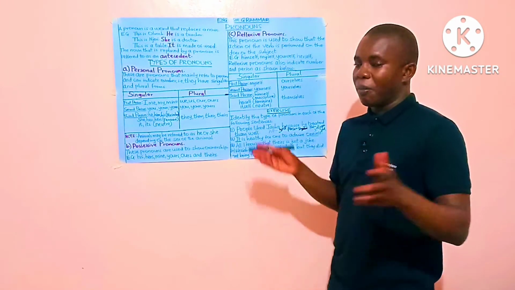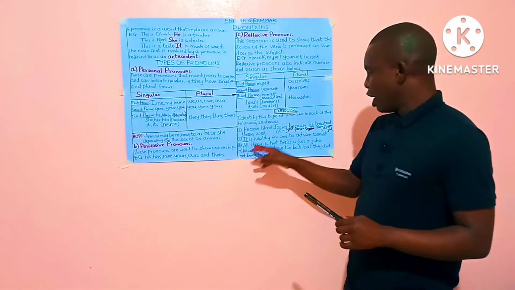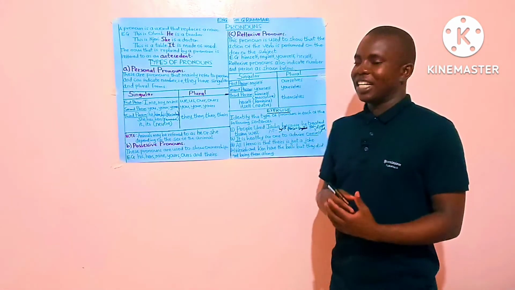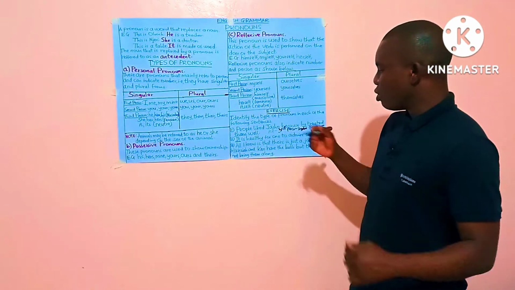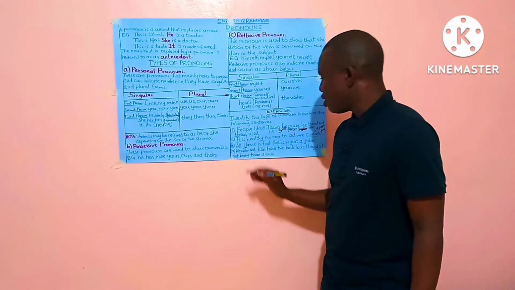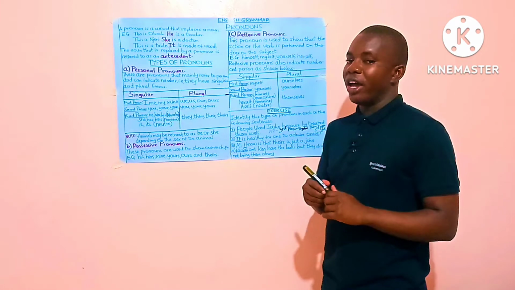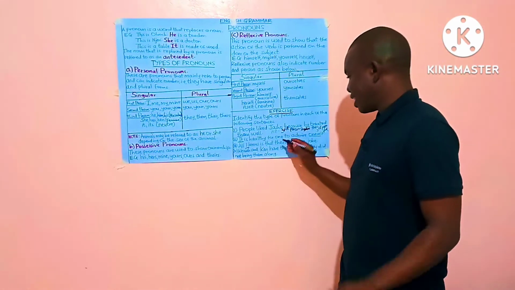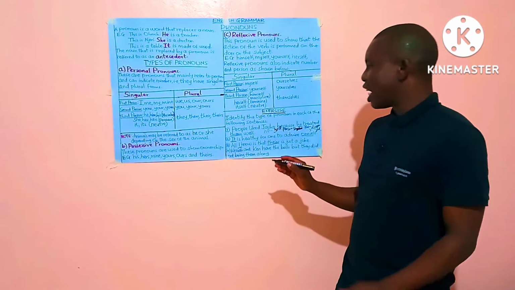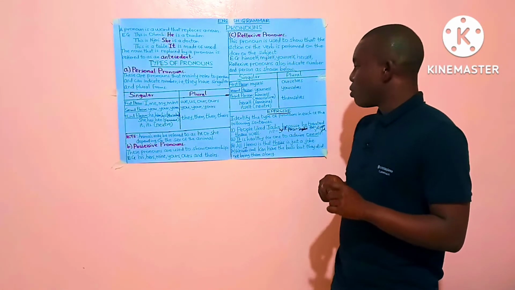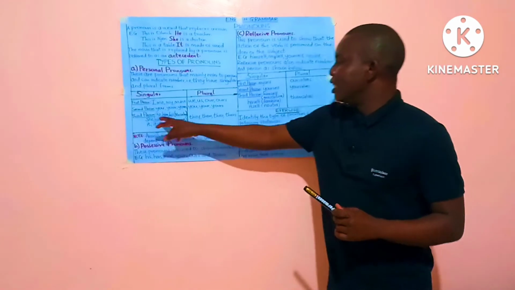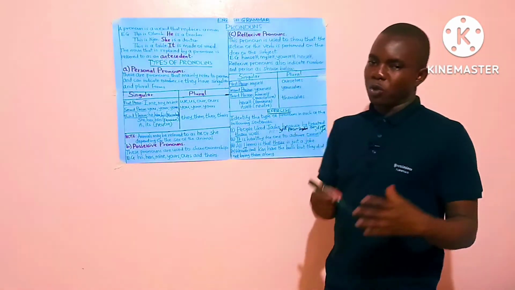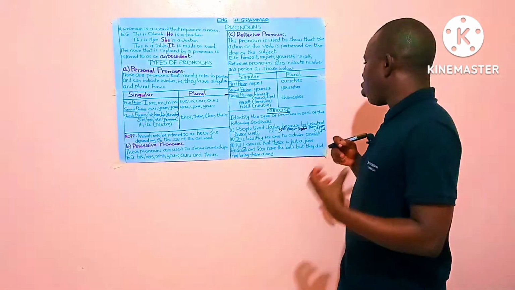reflexive singular pronoun. Number 3: all I know is that theirs is just a joke. So we have I, which is the first person singular pronoun, and theirs, which is a possessive pronoun, the third person plural pronoun, used to show ownership.